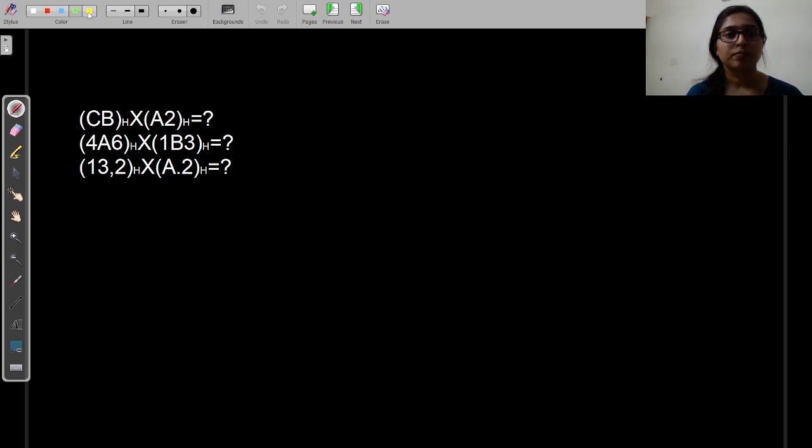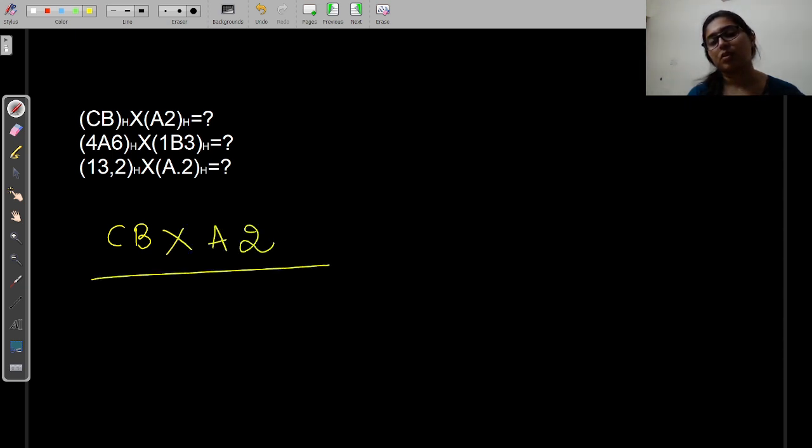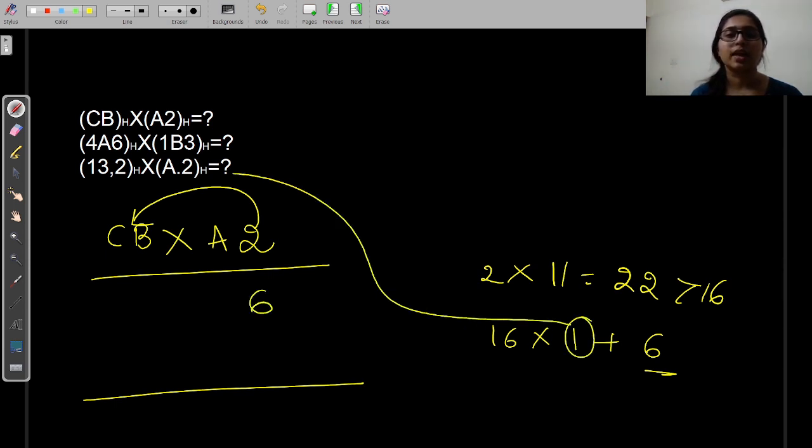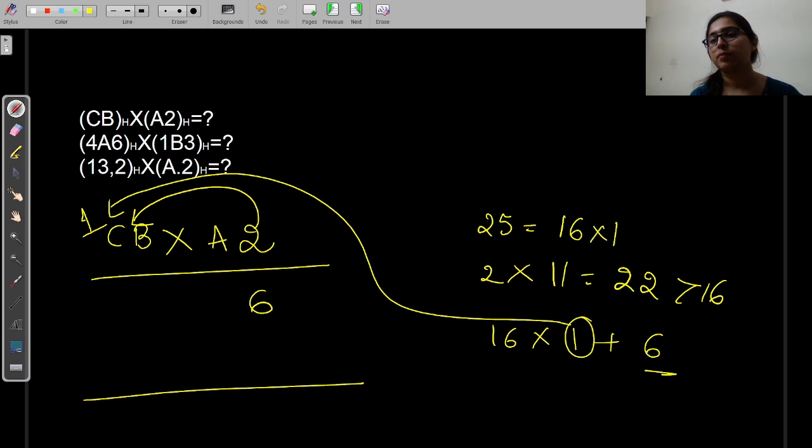Okay, so now let us deal with some problems. CB into A2. 2 into B is 11. 2 into 11, 22. I cannot write 22 here. It is greater than 16. So 16 ones are 16 plus 6. So this I have to write here. This I will be taking as carry. 2 into 12, 24 plus 1, 25. How can you write it in terms of 16? 16 plus 9. So write 9, 1 carry, but it will be written here because you have no other digit.